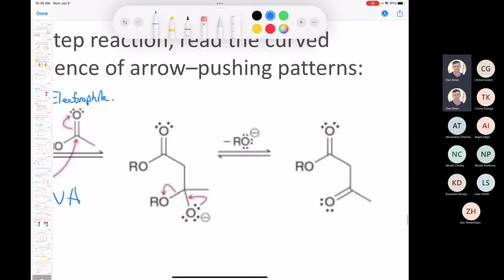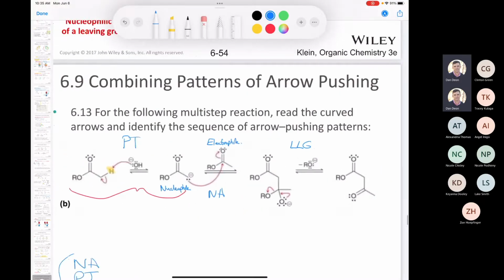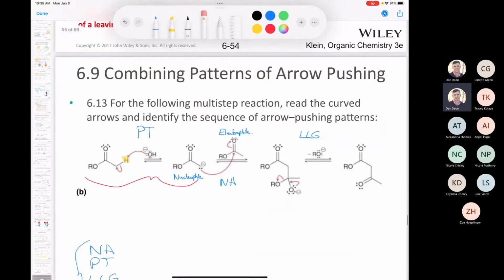And then what about the last step? We see that we're losing something. So how would you categorize this one here if you're losing something? Absolutely, it's a loss of leaving group. There we go. So the first step was a proton transfer. The second step was a nucleophilic attack. And the last step was a loss of leaving group. And in case you're wondering, this alkoxide is the leaving group. All right, here we go.